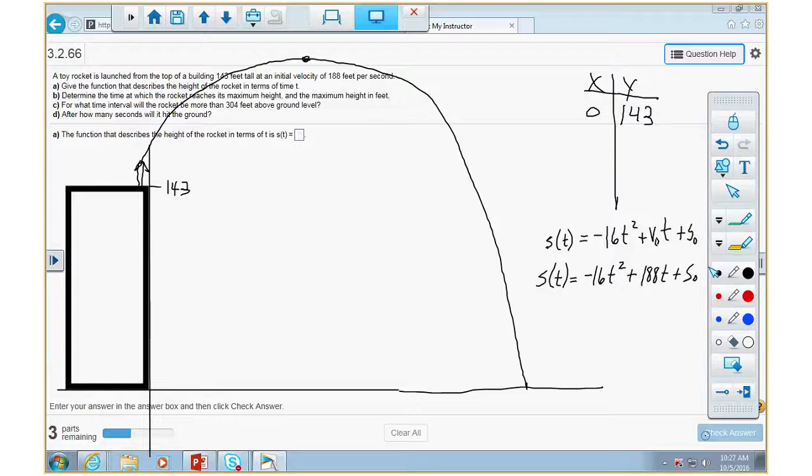Now, the reason I drew this like this is because they're asking you for the highest point. What's the highest point called? Okay. You know what? We can find the vertex. Now this is the time I ask you to use your calculator.